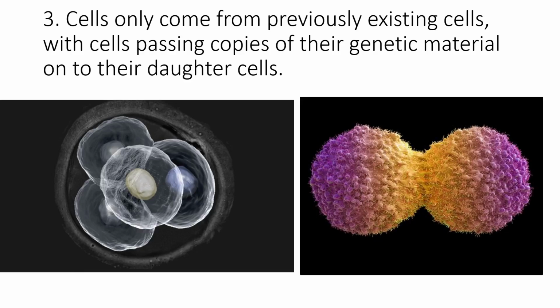Cells also only come from previously existing cells, with cells passing copies of their genetic material onto their daughter cells. So once upon a time, on the left here, I have an embryo. This is from a chicken embryo. You can see that one of these started out as a cell and it's starting to replicate. Just like chickens, every single one of us started out as a single cell. And then we divided and divided and divided based on our cell shape and those sorts of things. They take on new jobs.